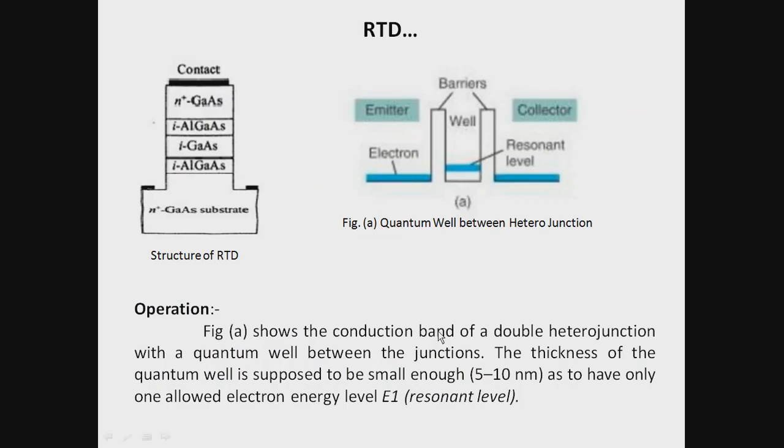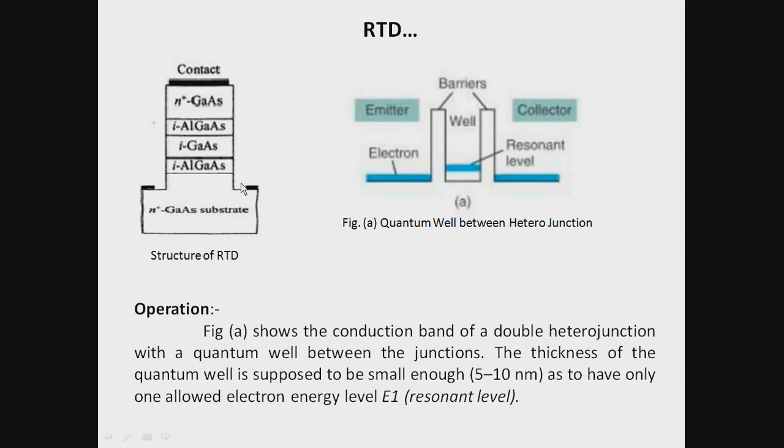See here, this is the structure. This is the N-type gallium arsenide substrate, which is heavily doped, over which an aluminum gallium arsenide barrier layer is here. Then this is the gallium arsenide, that is the collector, which is lightly doped, and over this collector gallium arsenide, again there is an aluminum gallium arsenide barrier, over which N positive, that is heavily doped gallium arsenide layer is made, over which the metallic contact is there.